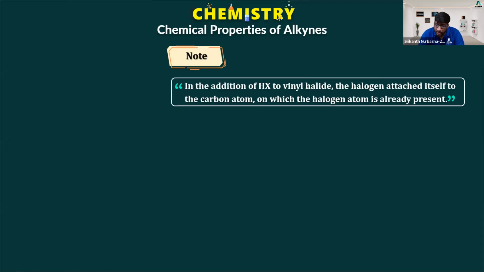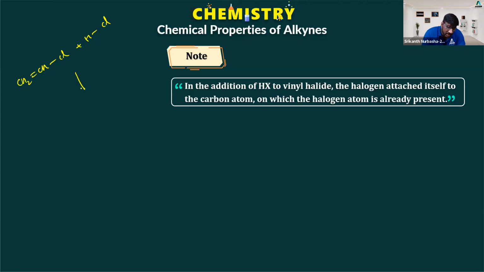In the addition of HX to vinyl halide we have taken. Let us take vinyl halide, meaning CH2 double bond CHX, where X is some halogen. The halogen attaches itself to the carbon atom on which a halogen atom is already present. If you try to add HX to vinyl halide, like I can take CH3 CHCl and I am adding HCl.